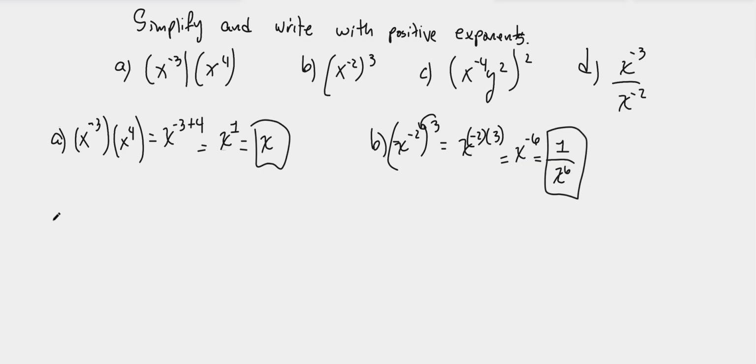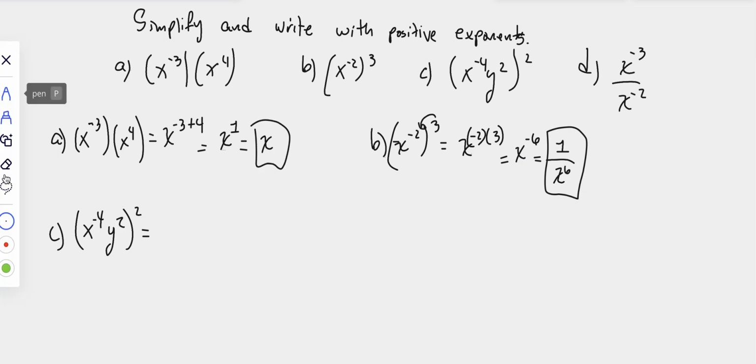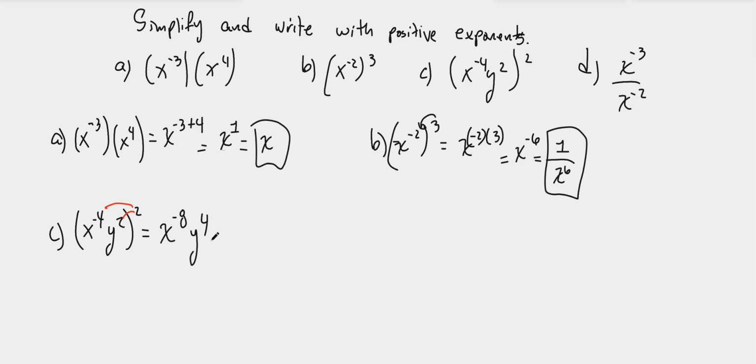Let's take a look at our next example. We have x to the power of negative 4 times y to the second power, and all of this is being raised to the power of 2. So what is that equal to? Well, remember that when we have a power raised to a power, we distribute. We multiply that power to the other powers. So this 2 is going to multiply that negative 4, and this 2 is going to multiply that 2. So we have x to the power of negative 8, because 2 times negative 4 is negative 8, and 2 times 2 is 4.